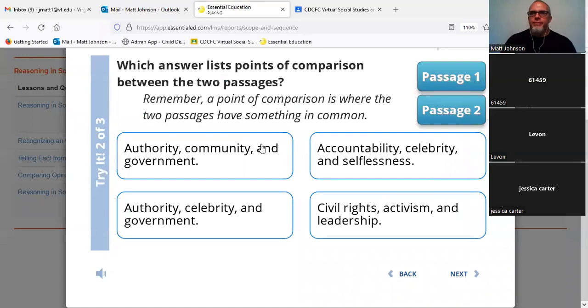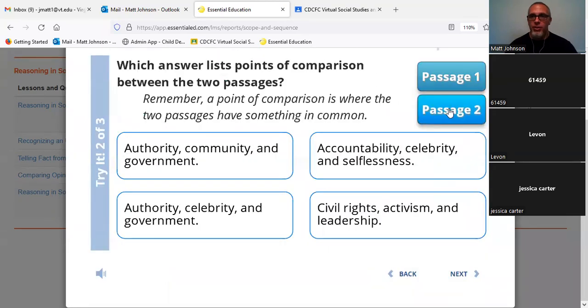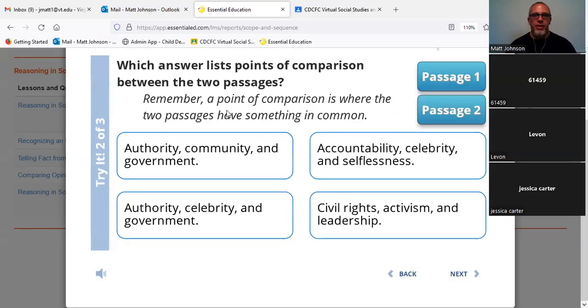Which answer lists points of comparison between the two passages? Okay, so now we have two passages to compare. The first one is Jackie Robinson's letter to President Eisenhower. The second one is that same passage from Andrew Sapper that we just read a few minutes ago. So let's take a look here.